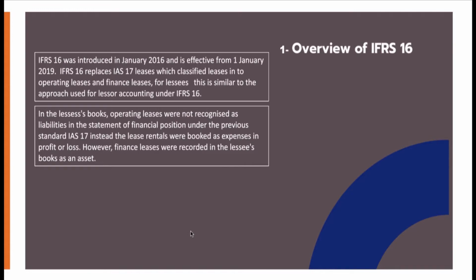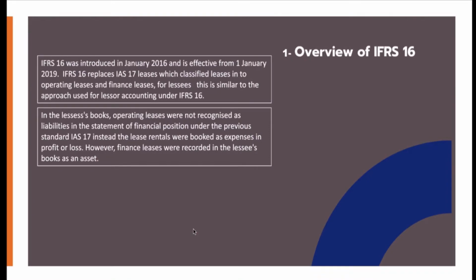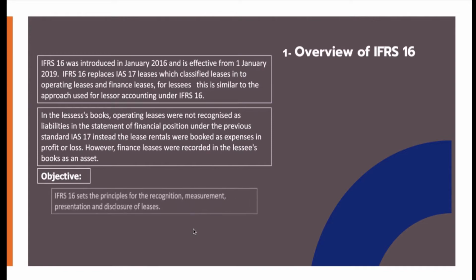So the previous standard IAS 17 did not recognize the right of use asset and lease liability. However, the new standard obligates companies to recognize lease liabilities and right of use assets. The objective of this new standard is to set the principles of the recognition, measurement, presentation and disclosure of leases.